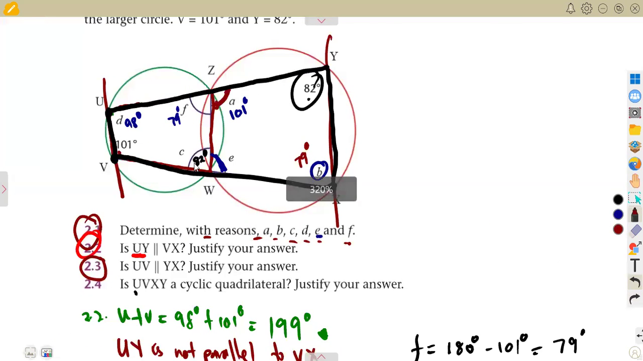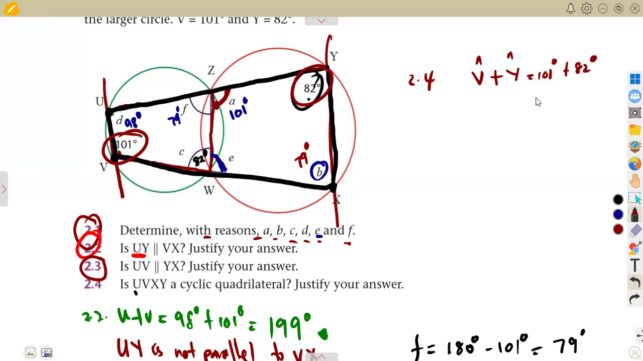So if we are saying the whole of this bigger shape that we have is a cyclic quadrilateral, we must have that same concept. The angle at V and the angle at Y, if we add angle V and angle Y, they must be supplementary if it is a cyclic quadrilateral. If I add these two angles, 101 plus 82 degrees, what am I going to obtain? 101 plus 82 degrees is going to give us 183 degrees, which is not supplementary. So it's not a cyclic quad.